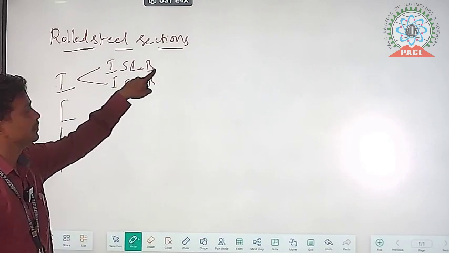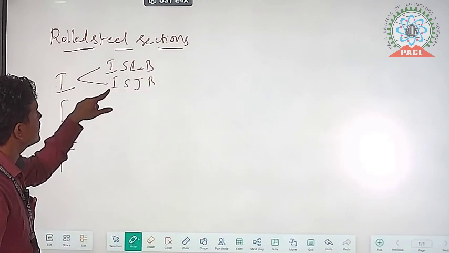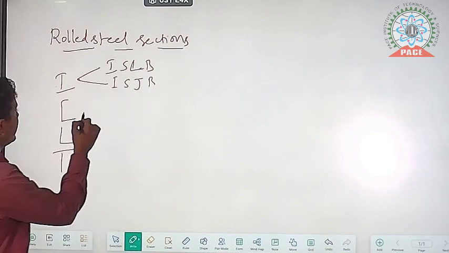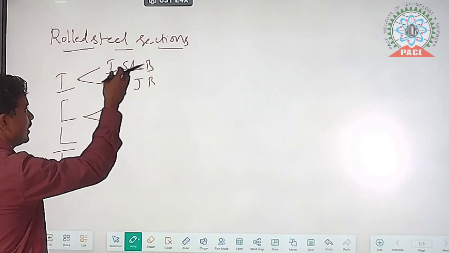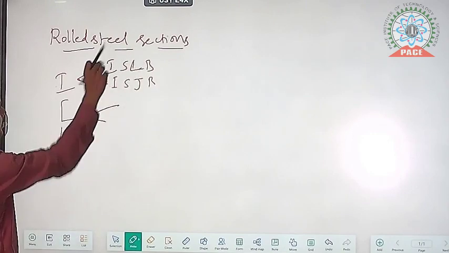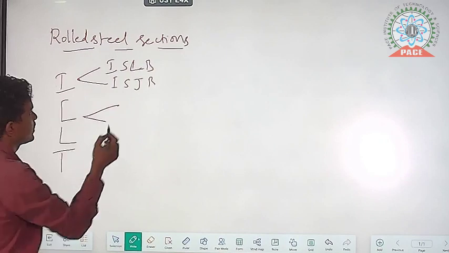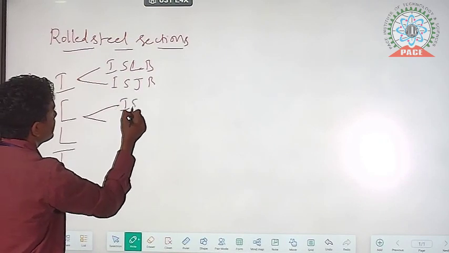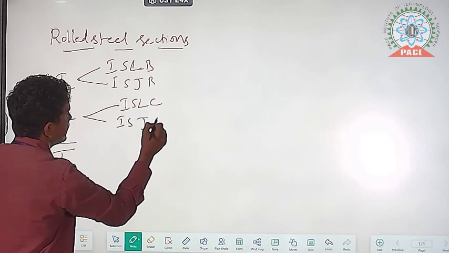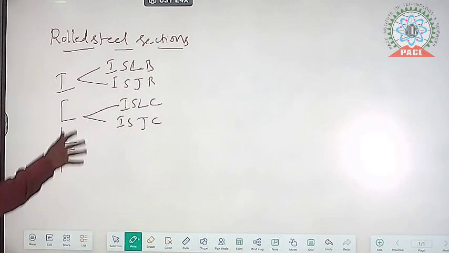Same way, channel also there, and more is also available. Just for the reference, I have mentioned only two. And next one, channel also. Channel means ISLC, ISJC. Okay, so like that, different names we can call it this I section. What is ISLB, what is ISJB?